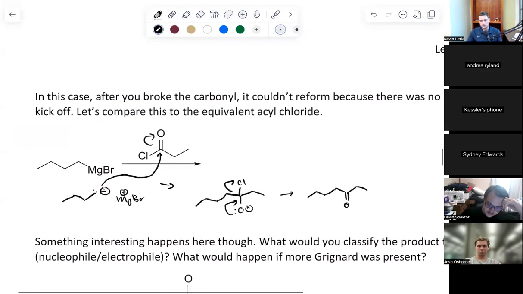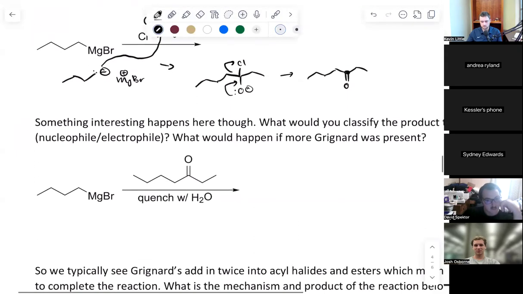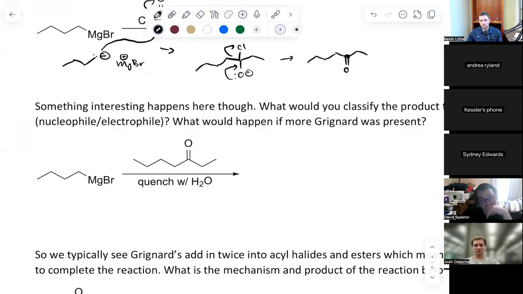So that's what a Grignard does, right? It does the same thing, except instead of an oxygen nucleophile, it's a carbon nucleophile. But here's the problem. We still have a carbonyl sitting around. What would happen if there was another Grignard sitting around with this same molecule?